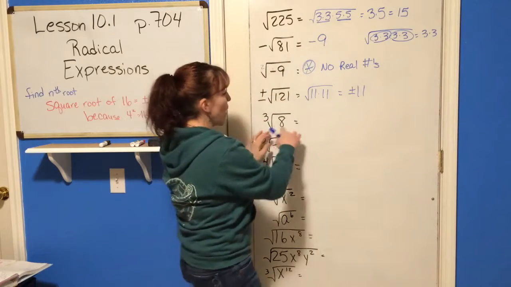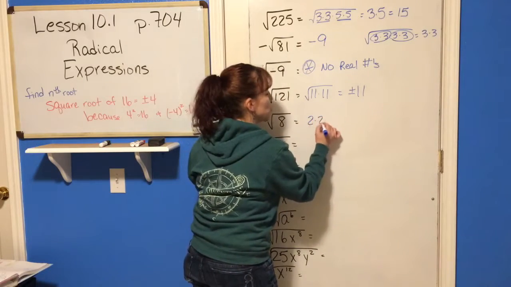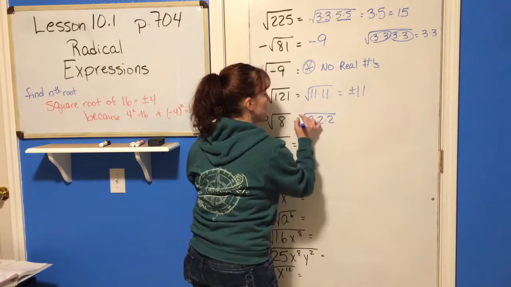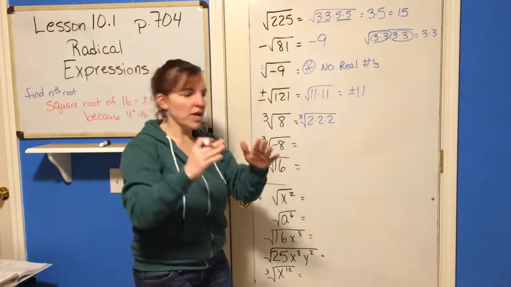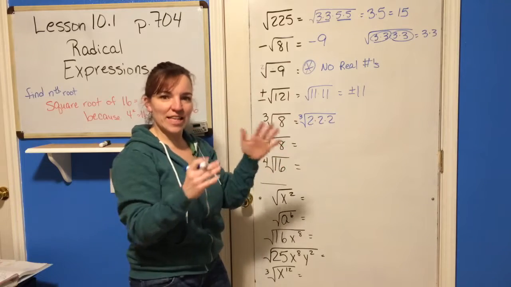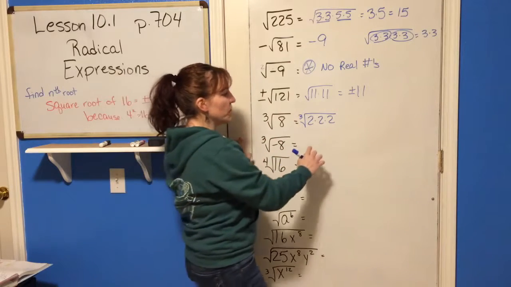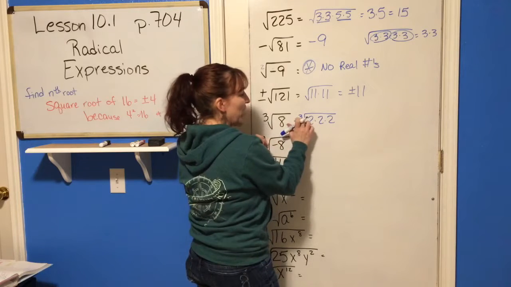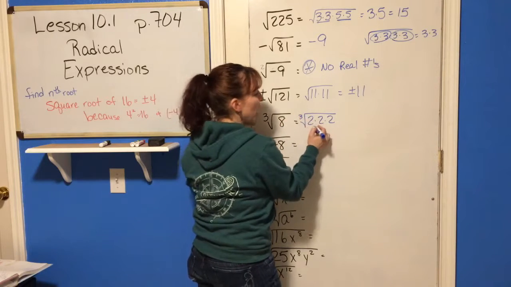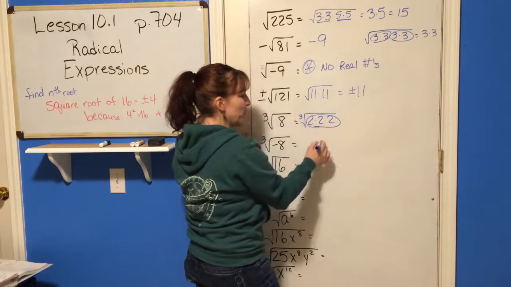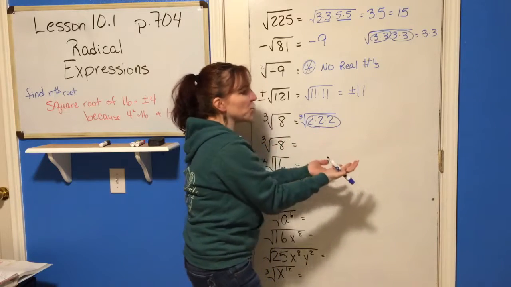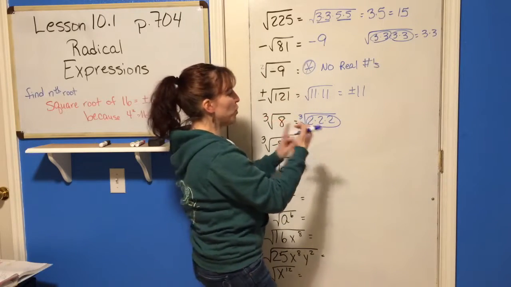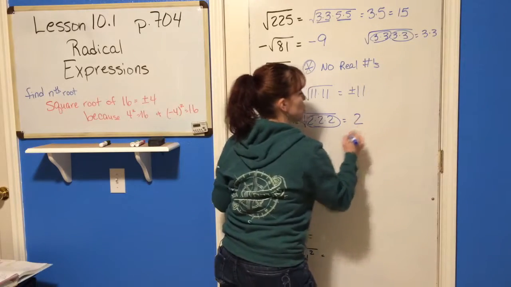All right. So 8 we know is 2 times 2 times 2. Right? And if you do your tree, 4 times 2 is 8, and then 2 times 2 is 4. So in order to take something out of a cube root, you've got to have a group of 3 numbers. And that's what we have here, a group of 3 numbers. If you have a group of 3 numbers that are the same, you can pull them out of that root symbol. And so your answer is just 2.